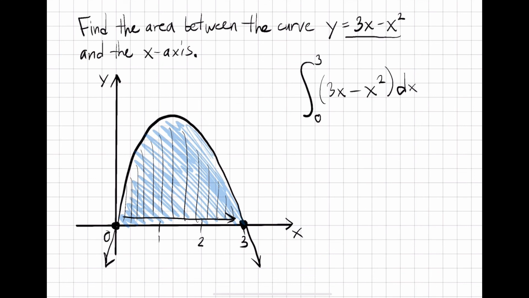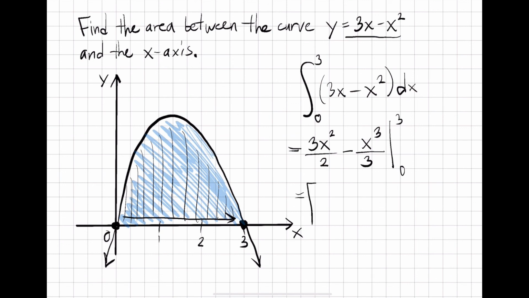Let's solve our integral. This is an easy one. We just need to find the antiderivative of each of the terms that are being added or subtracted in our integrand. So the antiderivative of 3x is going to be 3x squared over 2, minus the antiderivative of x squared, which is x cubed over 3. And this is evaluated at 0 and 3.